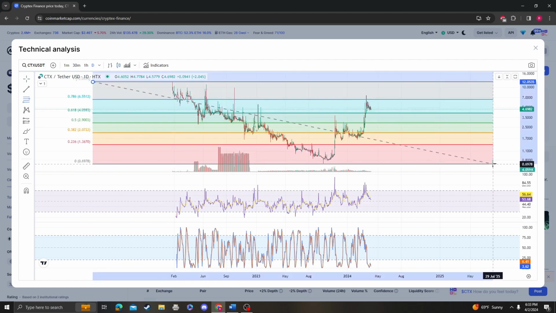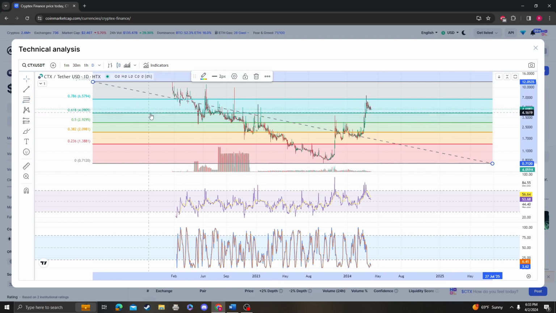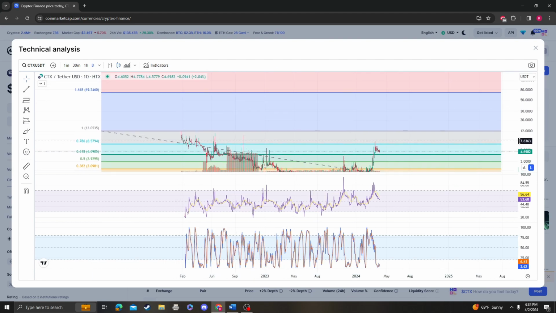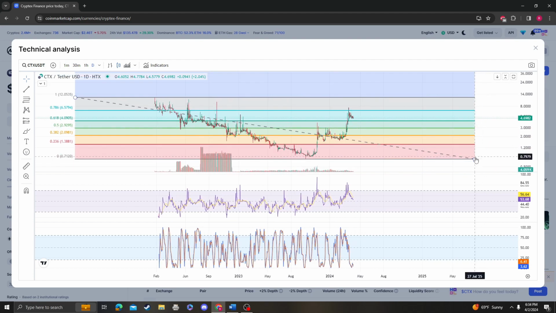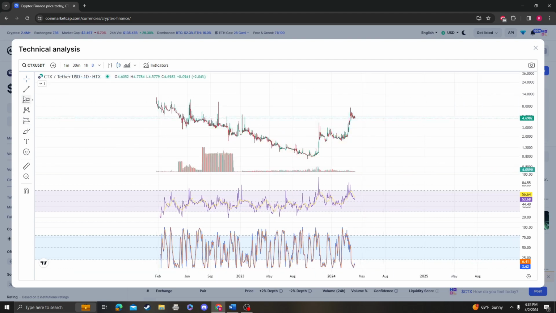From the high to the low, you can see that we are above the 618. That's very bullish. The next target up is getting over $6.57, followed by 12, and then we're going to land anywhere between 12 and the 1618 at 69. So Cryptex Finance is extremely bullish right now.